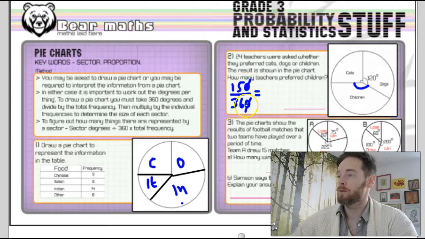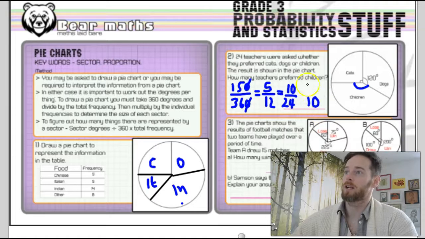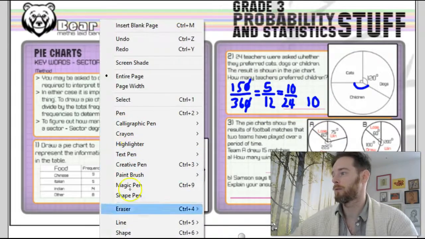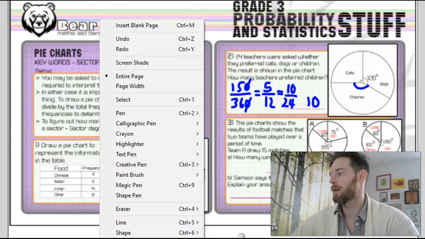So 15 out of 36. Then we're going to divide both of those numbers by 3, because they divide by 3 to give us 5 out of 12. And that bottom number is not 24, but it's easily turned into 24 by multiplying by 2. So if we made it 24 on the bottom, we can make it 10 on the top. Right, everything's kept in proportion there. We've multiplied and divided by exactly the same thing every time. Simplified our fraction down, and we found that the answer therefore would be 10 teachers preferred children when they're asked if they preferred children, cats or dogs.